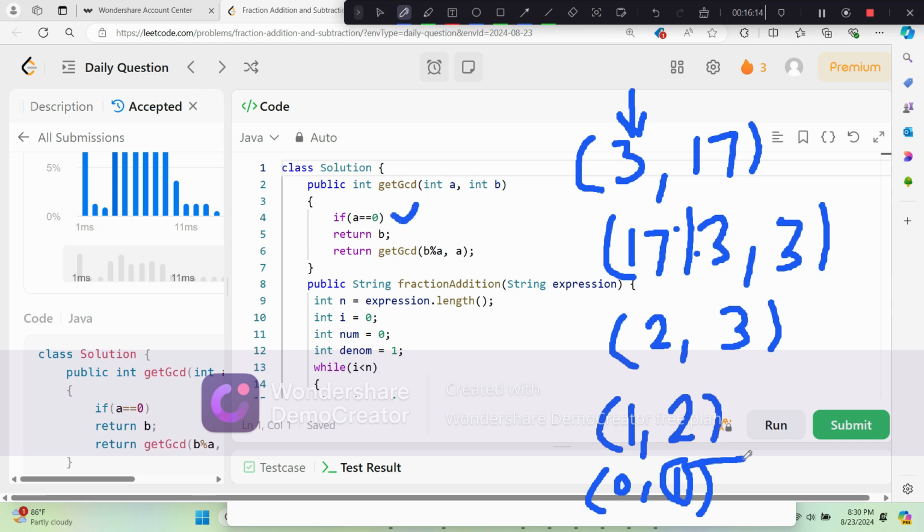So you can verify this is 1 only. There is nothing common in 3 and 17. Only 1 is the GCD, which commonly divides both of them, right? So in this way we have written this GCD method.